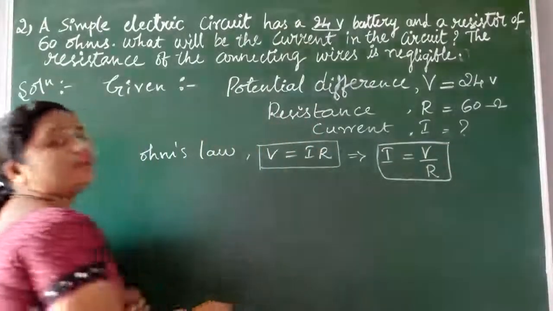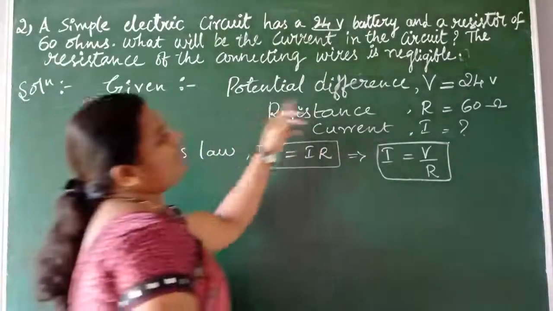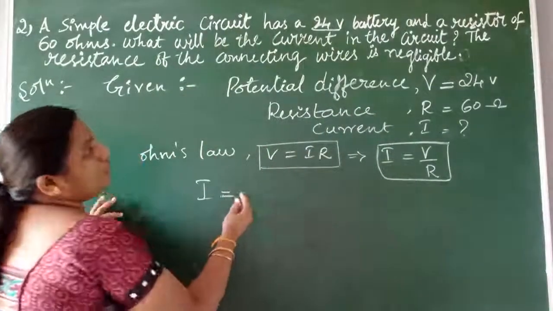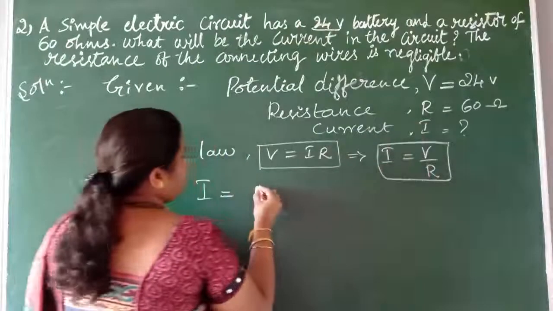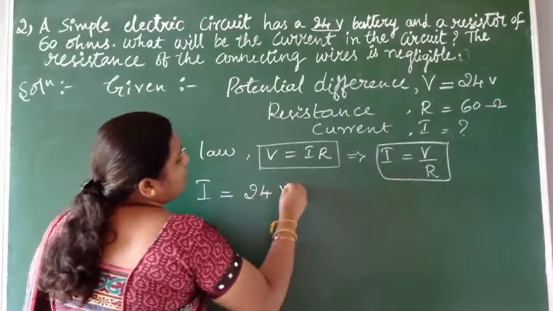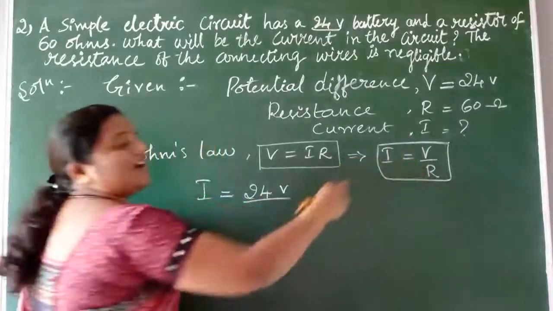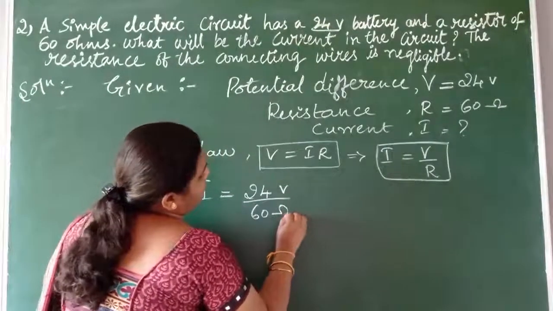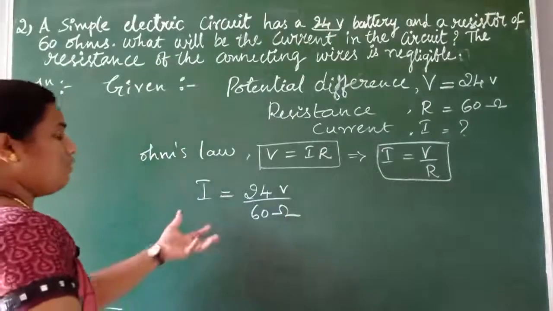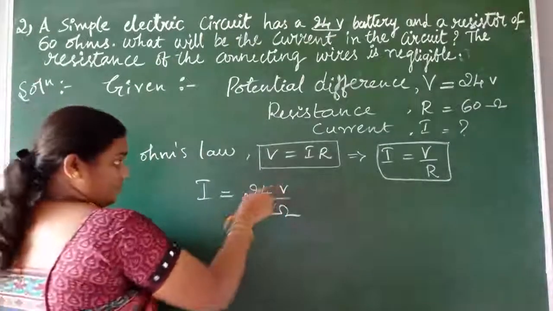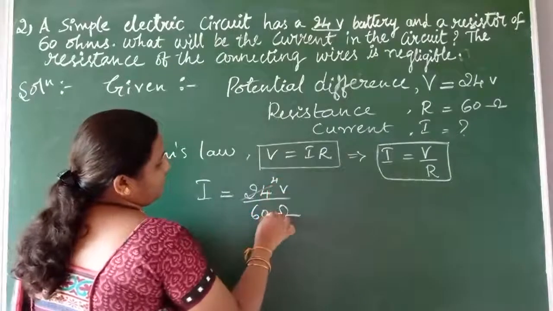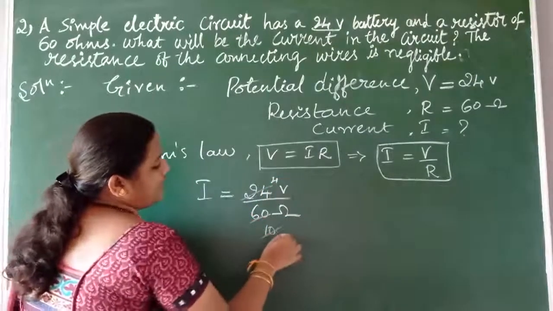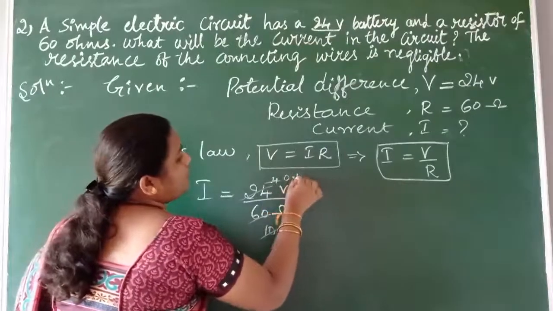So we need to substitute the given values in this formula. That is I is equal to, what is the V value, children? 24 volts divided by the R value, how much? That is the resistance value, 60 ohms. Isn't it, children? Now go for calculating this. 6 fours are 24 and 6 tens are 60, isn't it? 24 divided by 60 is 0.4.